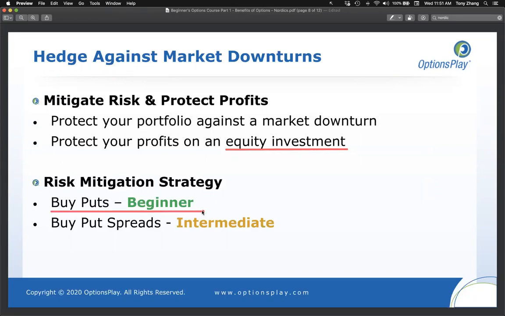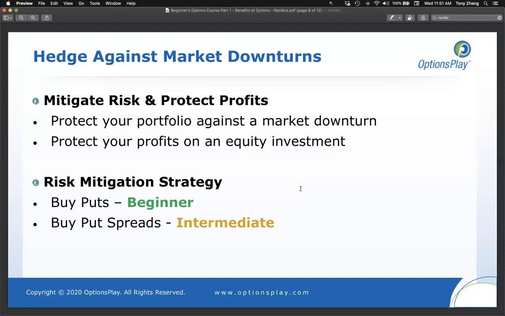So buying puts is a beginner strategy, something we talked about earlier as a bearish strategy. Or you can buy put spreads, which is a debit spread, a more intermediate strategy. But these are both strategies that you can utilize to help protect your portfolio against a downturn. So those are some of the things you can look forward to as you progress with your options trading. Think about which of these you want to achieve in your portfolio. Do I want to generate income? Do I want to speculate using leverage but limited risk? Do I want to protect my profits on my equity positions?